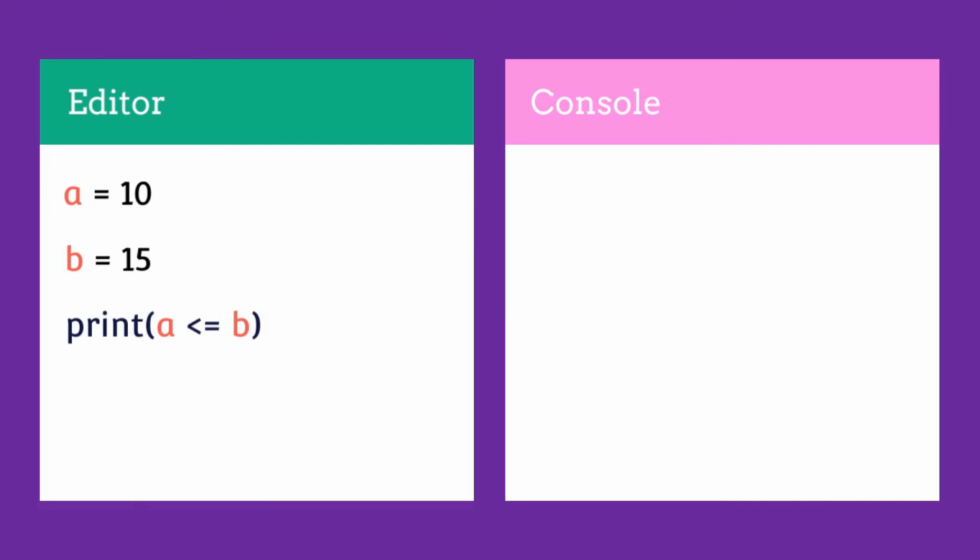Next, we have a is less than or equal to b. Now the first subcondition a is less than b is true because 10 is less than 15. Now whether the second condition is true or false, that's not our concern. If just one subcondition of this whole compound condition is true, the whole condition will be true. So it will print true on the console.